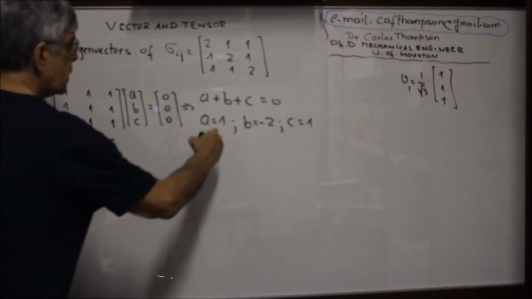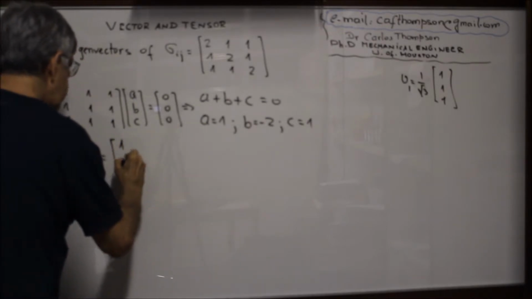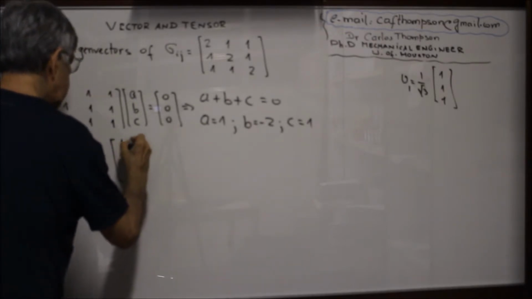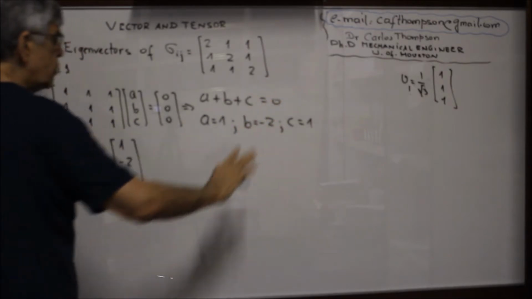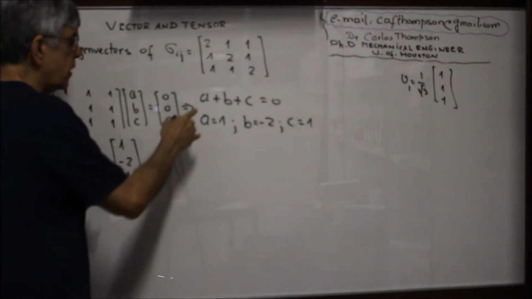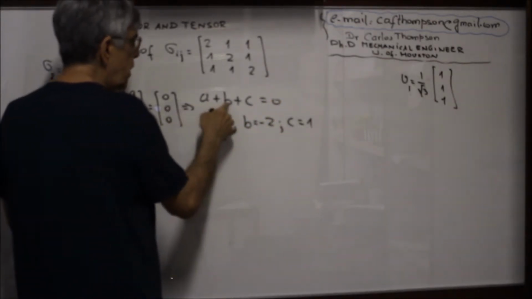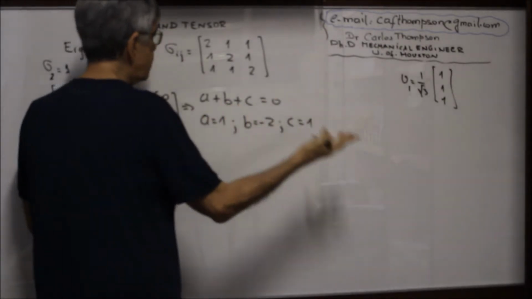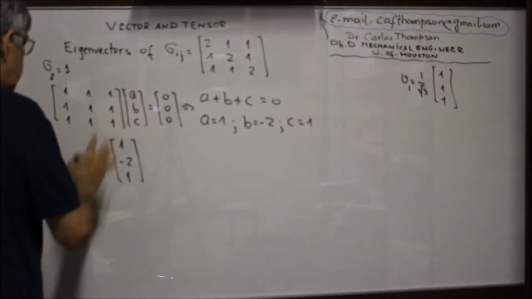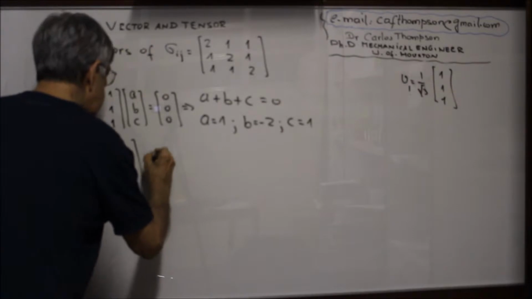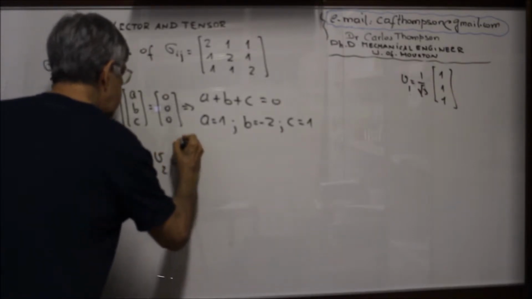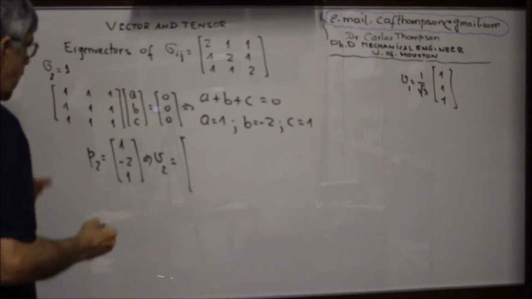P2 will be 1, minus 2, and 1. You see, there are many solutions. For instance, I could write A is equal to 0 and B is equal to 1 and C is equal to minus 1. So now from here you can get the unit vector, the unit eigenvector.